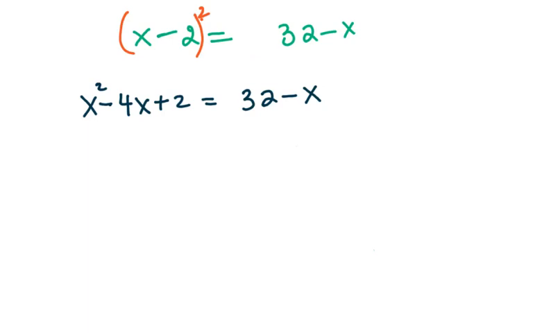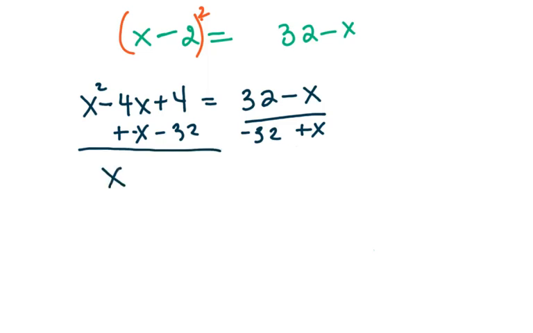All right, now I'm going to, once again, bring both of these things over to this side. Guys, I apologize. This is not plus 2. It's plus 4. All right, so I'm going to bring both of these things over, minus 32 and plus x. So plus x here and minus 32. And when I do that, I have x squared minus 3x minus 28.